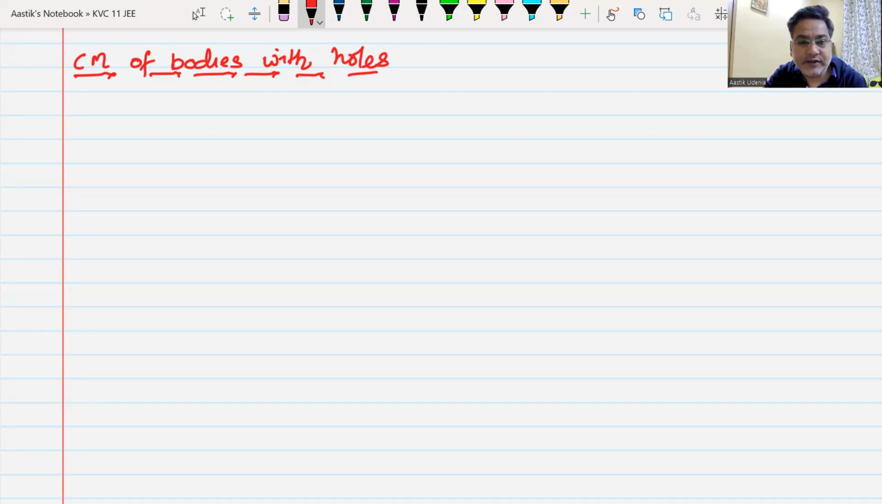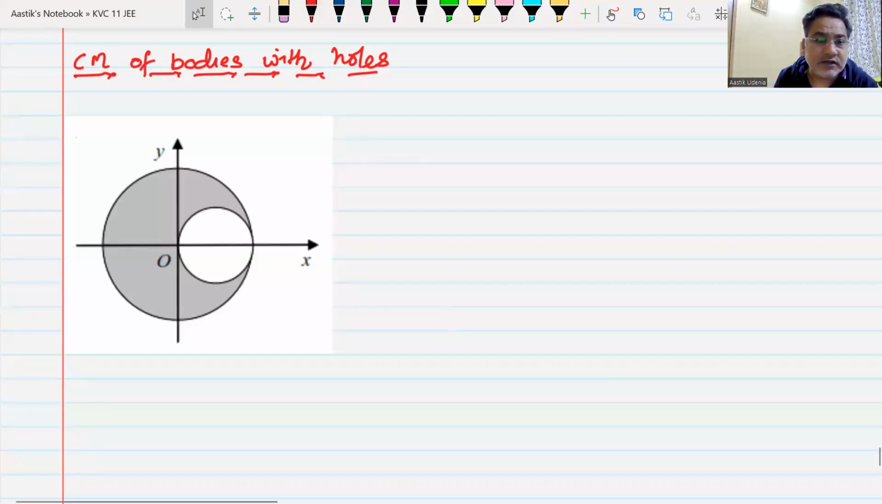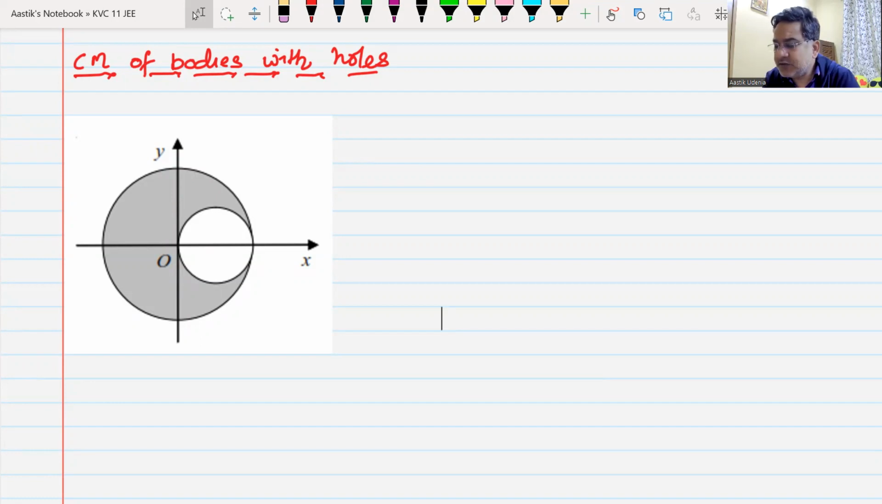For example, if you have a body like this, this could be a disc with a hole. So I have a full disc, and from that I have taken out some part of that disc. In this case, I have taken out a part which is equal to half of the radius of the disc.